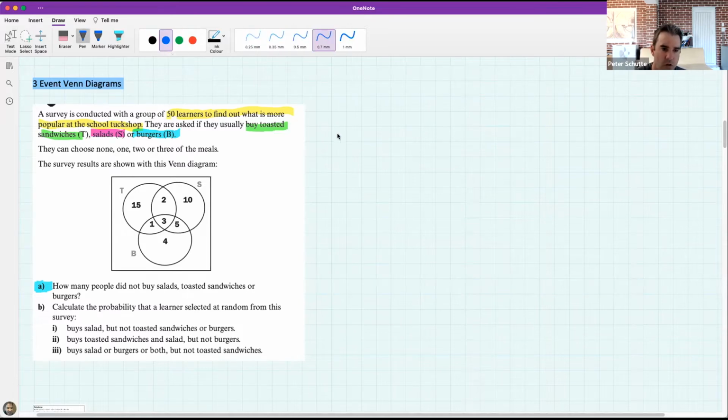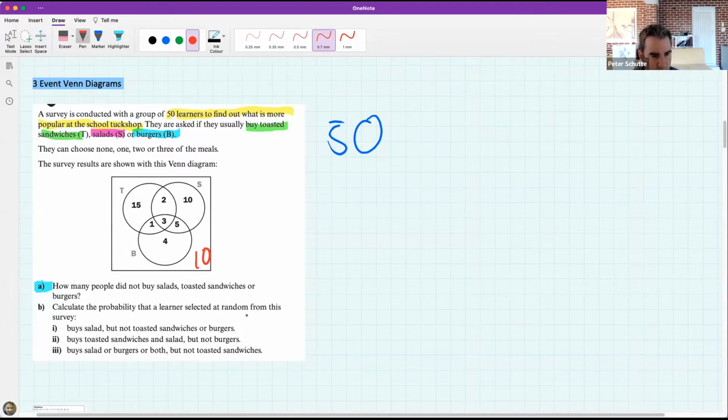So we know in total we have 50. And what we're really looking for is this region out here. So I have to go 50 minus 1 minus 3 minus 5 minus 4 minus 15 minus 2 minus 10, and we get 10. Okay, now I want you to answer these next 3 questions.